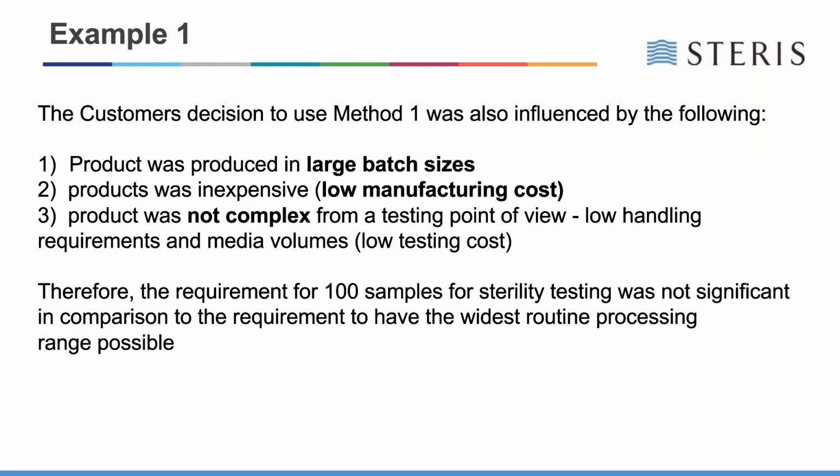It's important to note that the customer's decisions were also based on the following influences. 1, the product is produced in large batch sizes. The product is also inexpensive with a low manufacturing cost. Also, it was not a complex product from a testing standpoint of view. It had low handling requirements and low media volumes, therefore overall lower cost. Therefore, the requirement for 100 samples for sterility as part of their initial validation and any subsequent dose audits wasn't as significant in comparison to having the widest routine processing range as possible using the method 1.